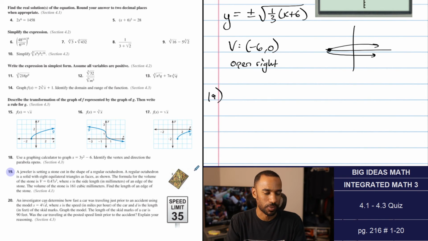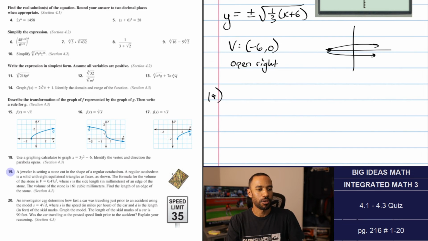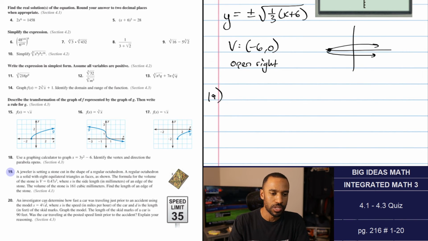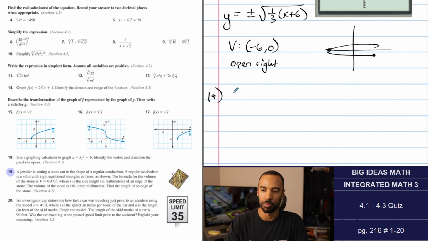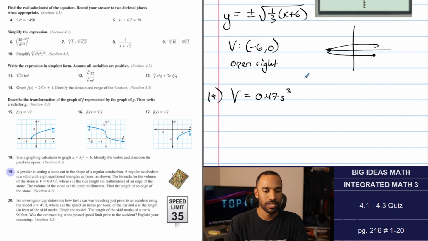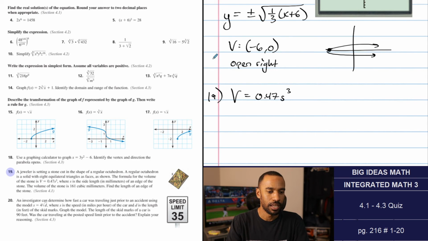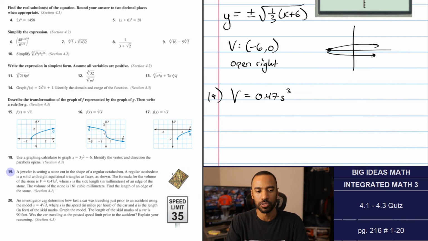Hopefully you can, maybe you can't see what that is, but it works. A formula for the volume of the stone is V equals 0.47 s cubed, where s is the side length in millimeters of an edge of the stone. The volume of the stone is 161 cubic millimeters. Find the length of an edge of the stone.